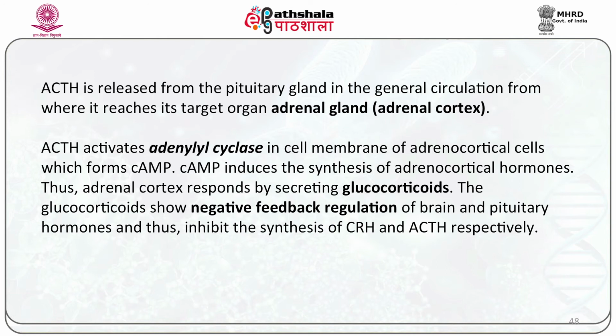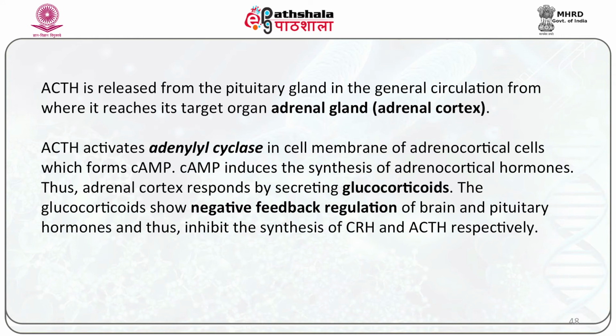The ACTH activates adenylyl cyclase in the cell membrane of adrenocortical cells, which forms cyclic AMP. Cyclic AMP induces the synthesis of adrenocortical hormones. Thus, the adrenal cortex responds by secreting glucocorticoids. The glucocorticoids show negative feedback regulation of the brain and pituitary and thus inhibit the synthesis of CRH and ACTH respectively.